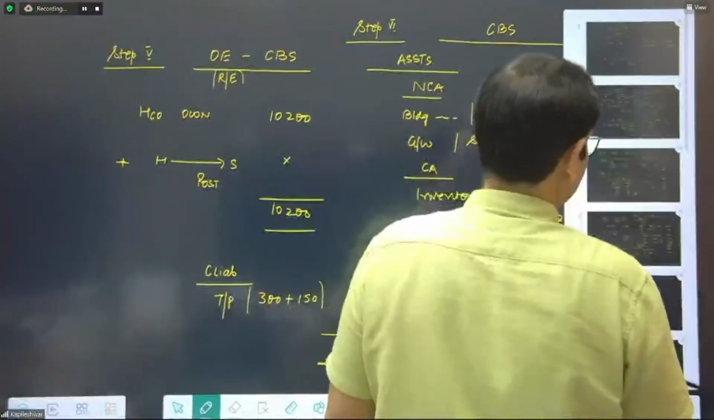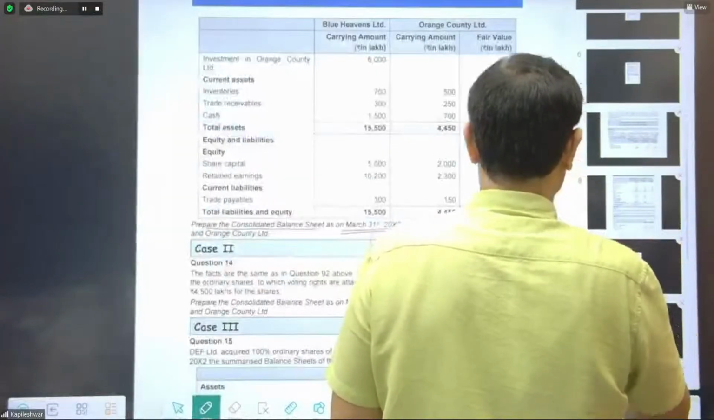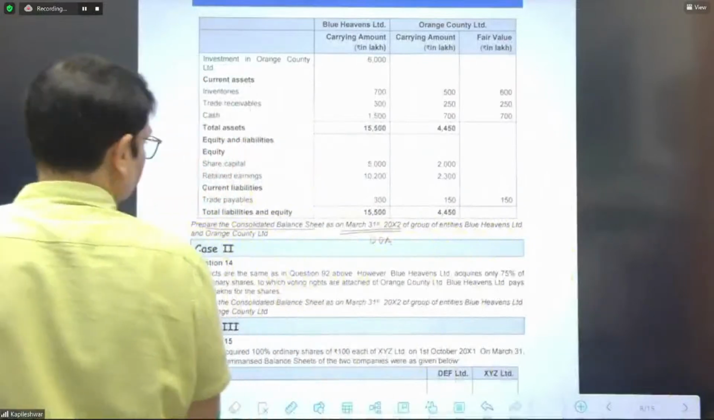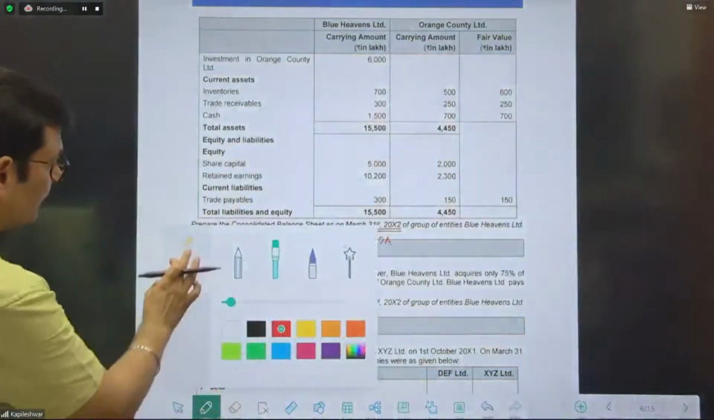This was case one. Now I'm going to go to the next question with you, which is case number two. So let's have a look at case number two now.